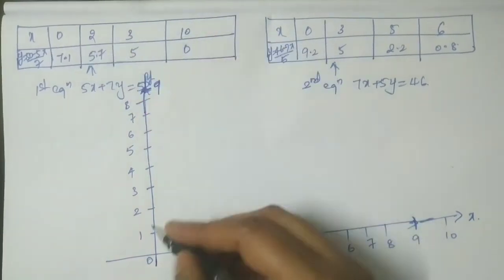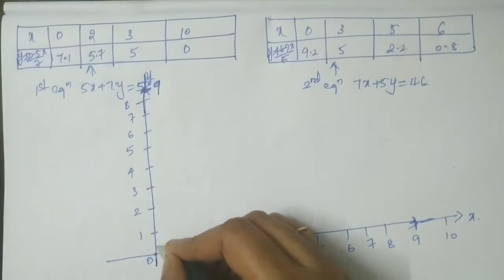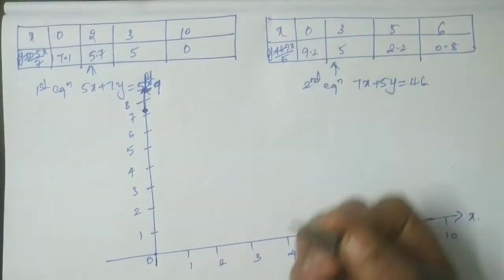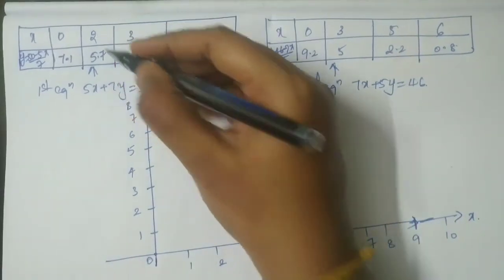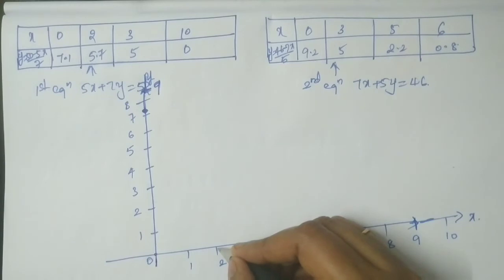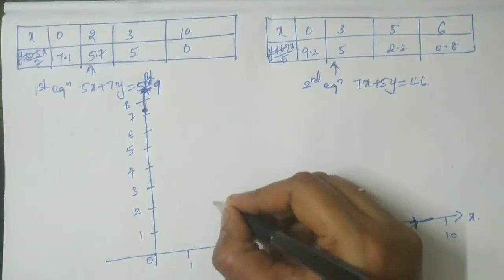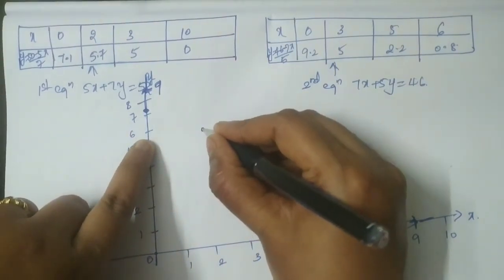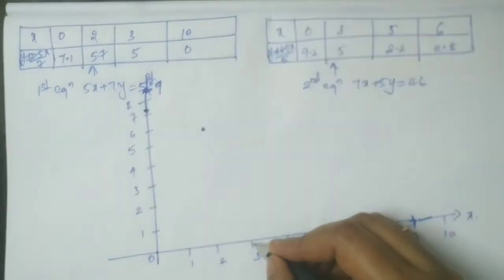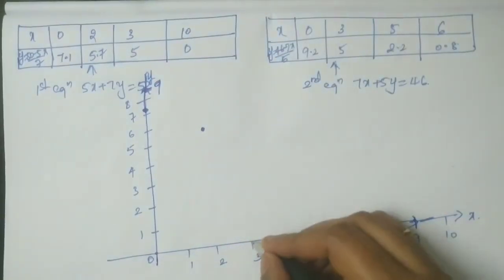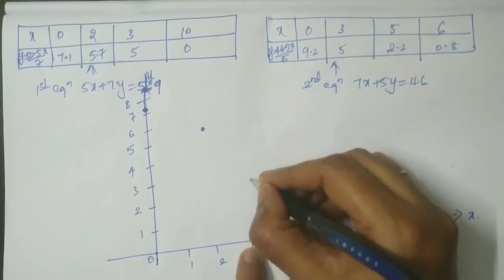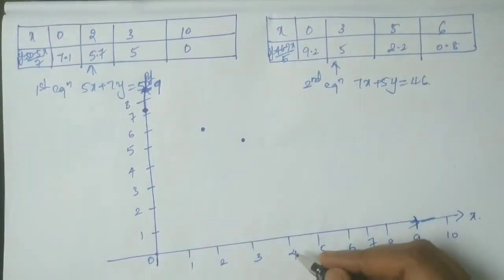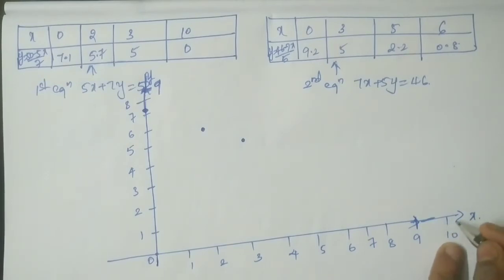So first point 0, 7.1. So x is 0. Vertically you move, you will get 7.1. Above 7, one line you have to mark. Along the x axis 2, vertically you move upward to 5.7. So after 5, the 7th line you can mark it. Next x is 3, y is 5. Along the x axis you take 3, vertically move upward, and fix the point at 5 along the y axis. Next x is 10. Corresponding y value is 0. So it is on the x axis.